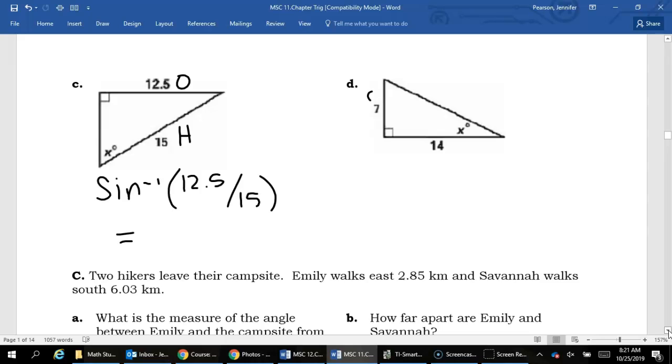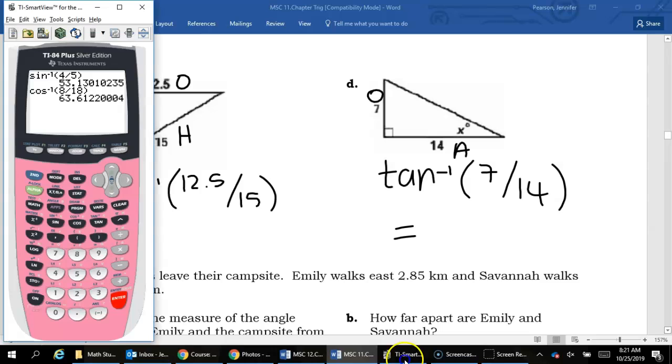Let's rank this one out really quick too. I have my opposite from X. I have my adjacent to X. I don't need anything about the hypotenuse. O and A is tangent. Looking for an angle, we do the inverse. Opposite over adjacent.